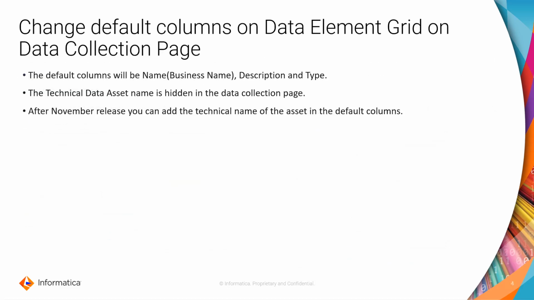Change default columns on the data element grid on the data collection page. The default columns will be name, business name, description, and type when we are adding the data element to the data collections. The technical name is hidden on the data collection page. After the November release, you can add the technical name of the asset in the default columns.